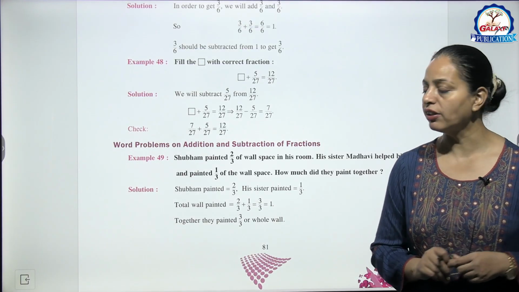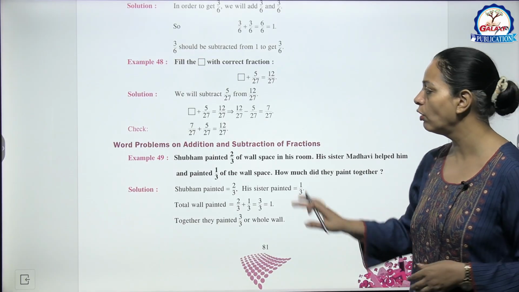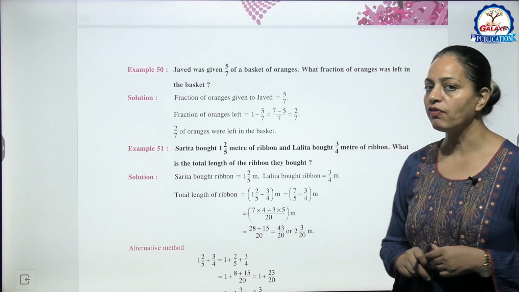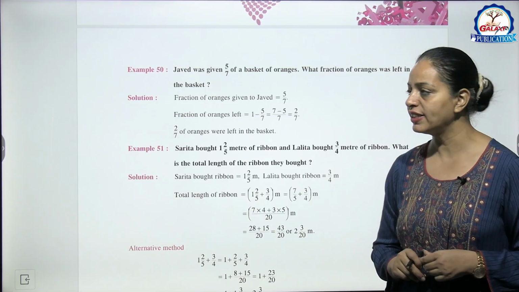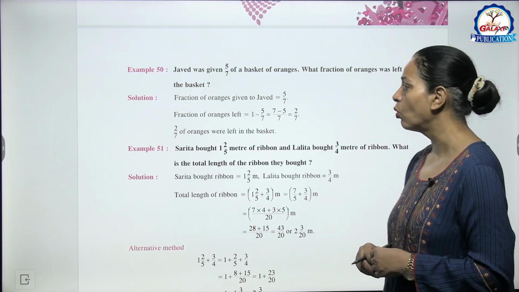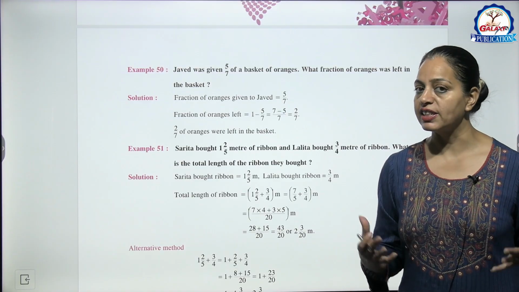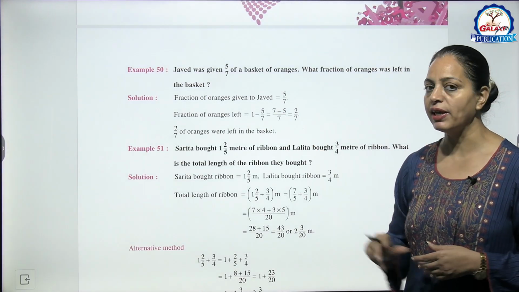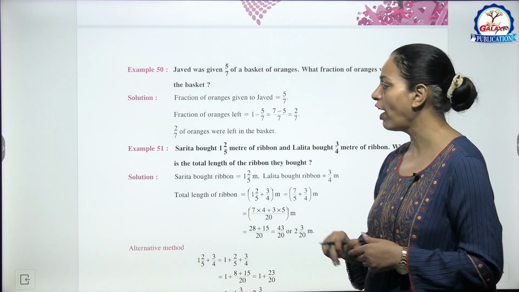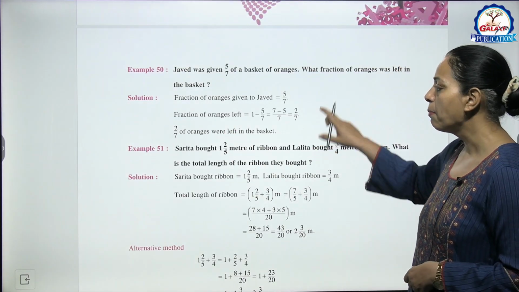So 3 by 3. Just add the numerators. So the answer is 1. So together they painted the whole wall. Okay. Now the next, example 50. Javed was given 5/7 of a basket of oranges. So what fraction of oranges was left in the basket? So now the fraction of oranges given to Javed is 5/7. Now oranges left is 1 minus 5/7. So what to do? Take the LCM, 7. So 7 minus 5, 2/7 of the oranges were left in the basket.